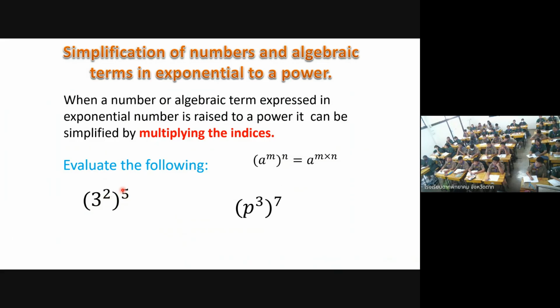What's the answer? What's the answer? 3 to the power of 10. Again, this is multiply m times n. So if this is your m, if this is your n, what is 2 times 5? 10. So we're going to have the answer 3 to the power of 10. Okay. Next.